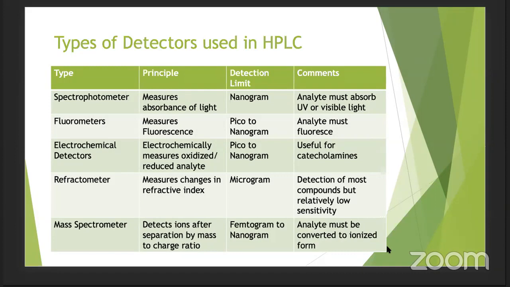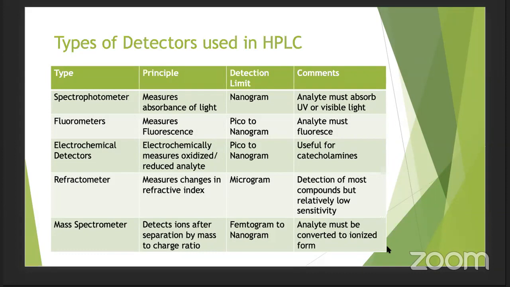Then the refractometer. The refractometer measures changes in refractive index, and these are sensitive in the range of micrograms. These are the normal detectors that are mostly used in schools and colleges, where very high separation is not required. Detection of most compounds is done with this refractometer, but their sensitivity would be less.